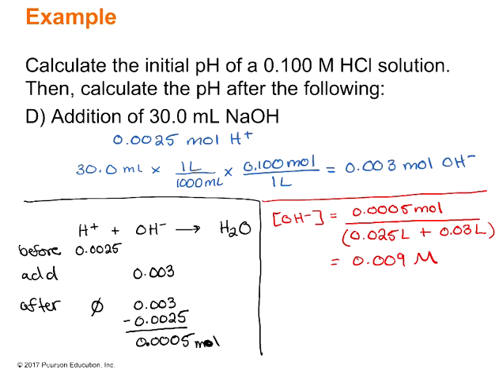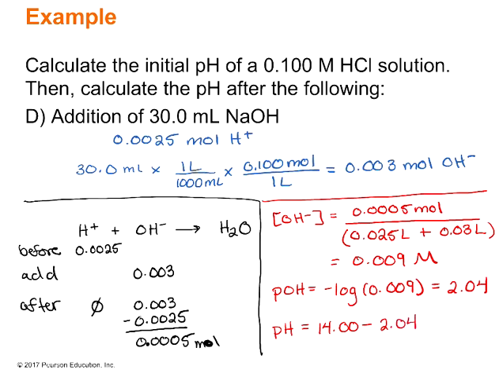Okay, so if we calculate the pOH, we get a value of 2.04. And then remember, we can always determine the pH from the pOH because pH plus pOH equals 14. So we're just going to subtract the pOH value from 14, and that will give us a pH of 11.96.